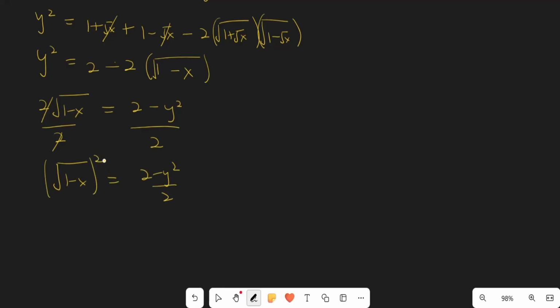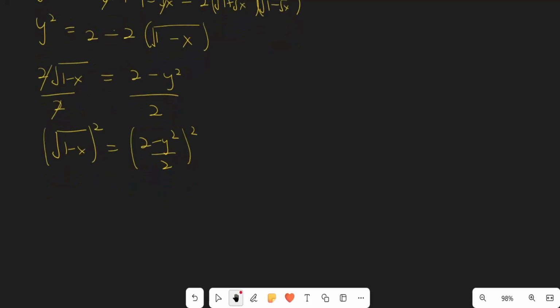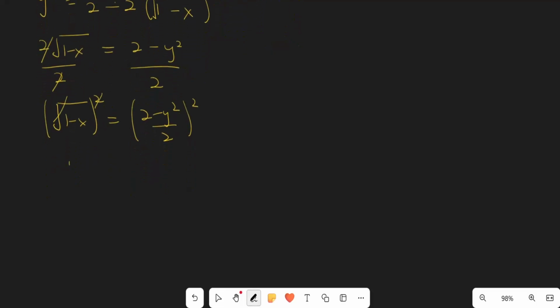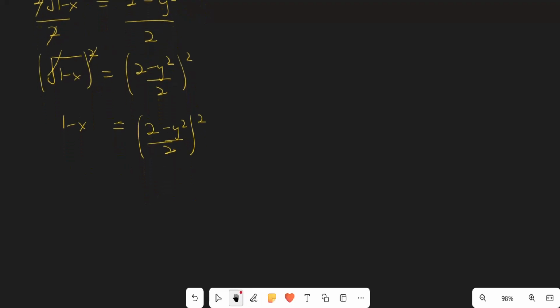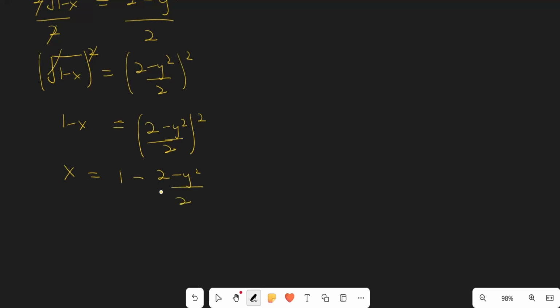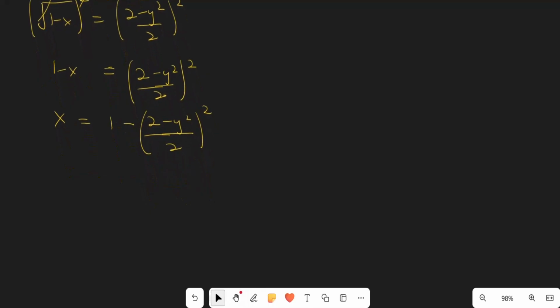Can square both sides to take away the square root. So this cancels that, and I'm left with 1 minus x equal to 2 minus y squared all over 2, all this squared. Then isolating x, x is going to be equal to 1 minus this guy, 2 minus y squared all over 2, all this squared. So this is an expression for x in terms of y.